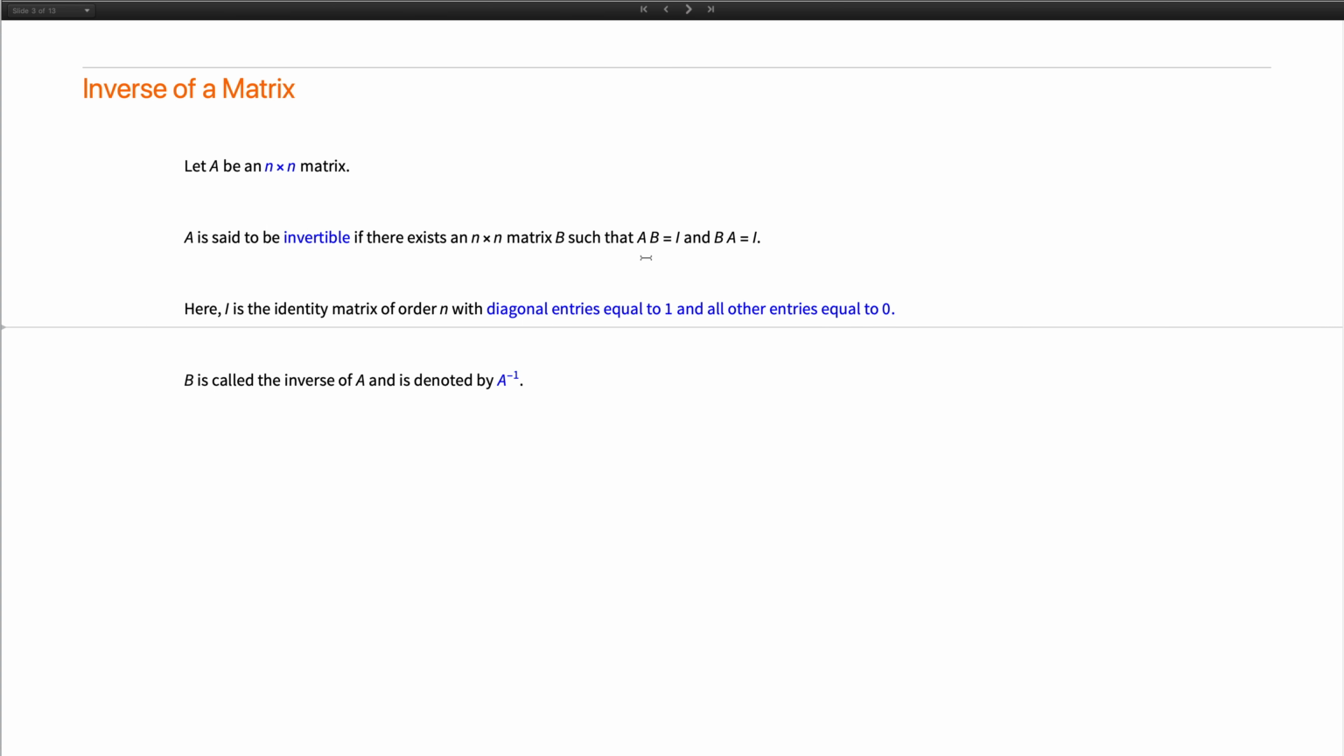This matrix B is called the inverse of A, and it has a notation which suggests that it actually is the inverse. It's written as A to the power negative 1.